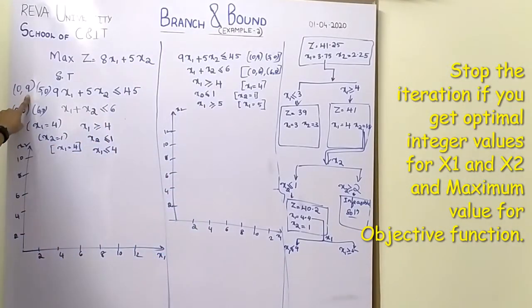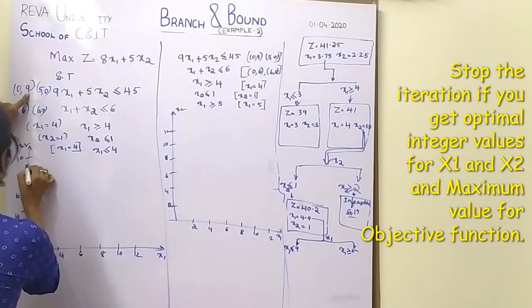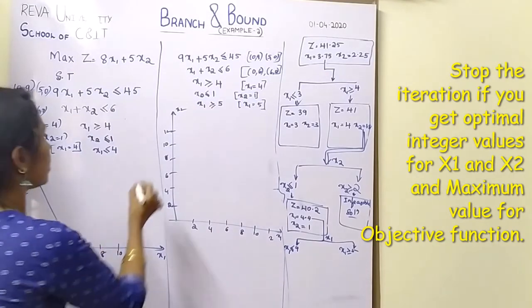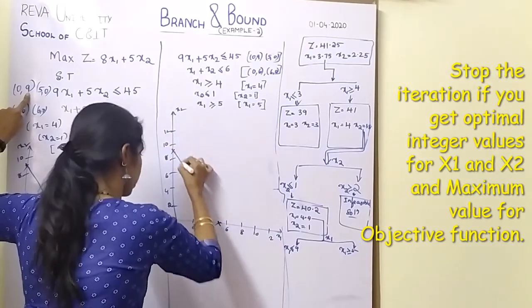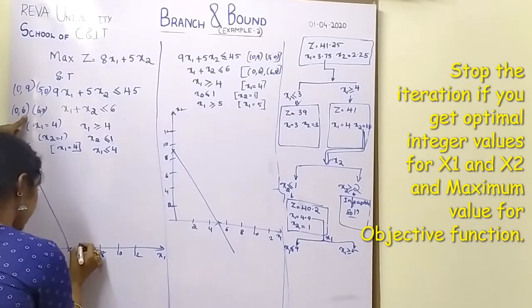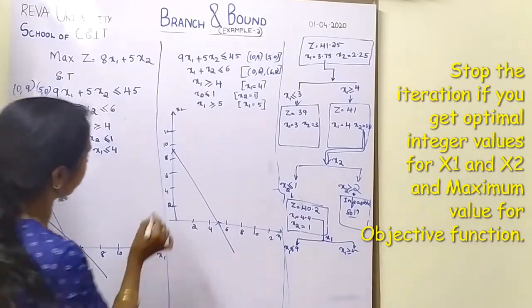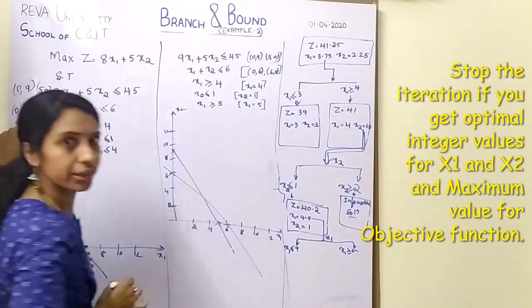So the first point is 0, 9 and 5, 0. So join this 0, 9 and 5, 0. Okay. The second point is 0, 6 and 6, 0. So join this.